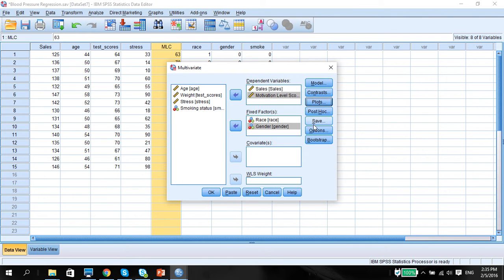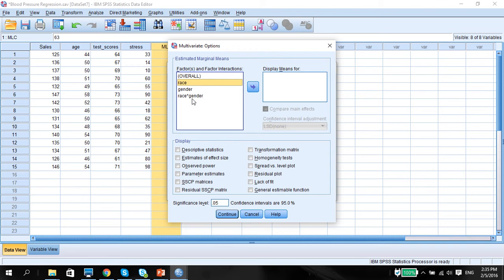Continue. I'm going to go to options. I'm going to get the estimated marginal means to compare effects for the main effects.